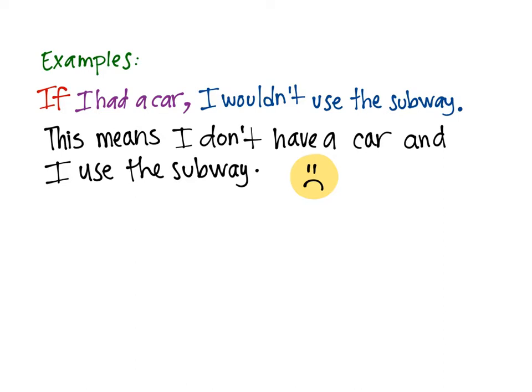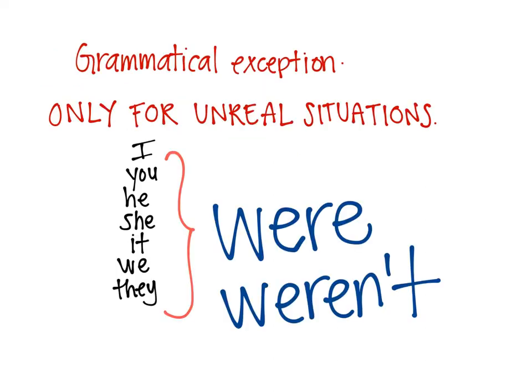So, how can we make sure that this is unreal? Because if I had a car, I wouldn't use the subway. This means I don't have a car and I use the subway. Okay? Here we're going to start facing, as I told you, some particularities when it comes to simple past. Here we're going to have a grammatical exception. Pay attention. This grammatical exception is only used for unreal situations.